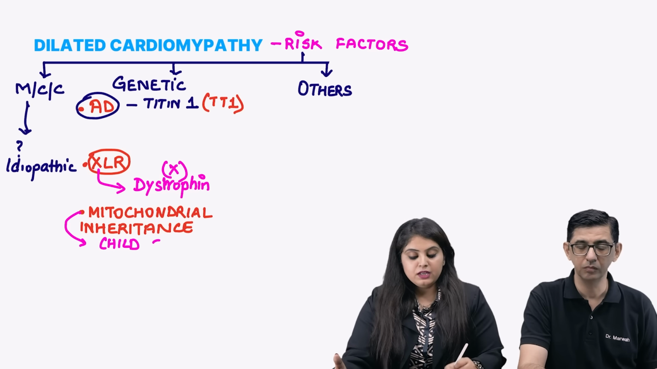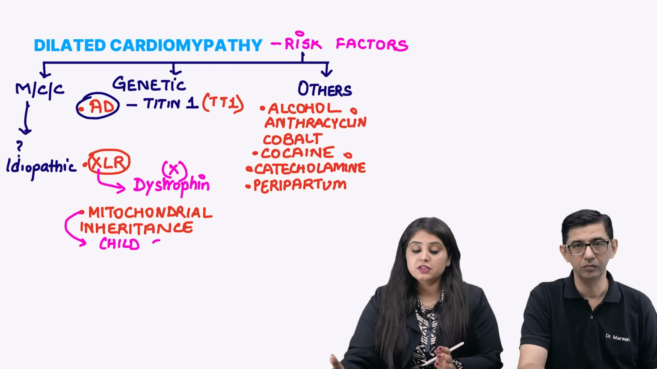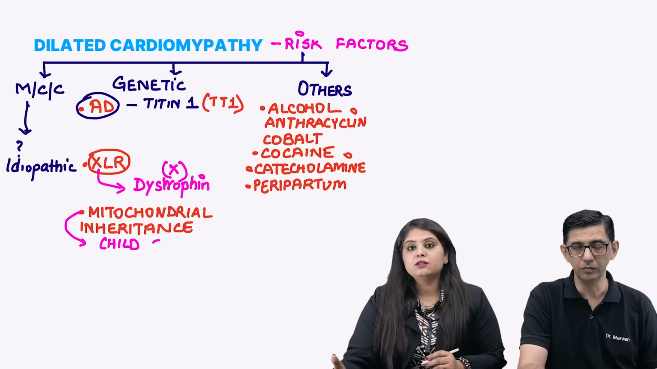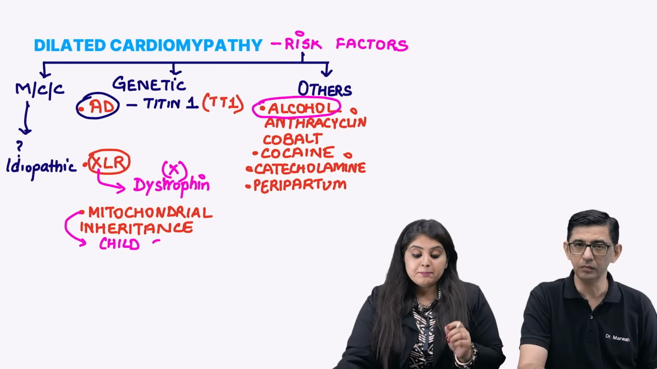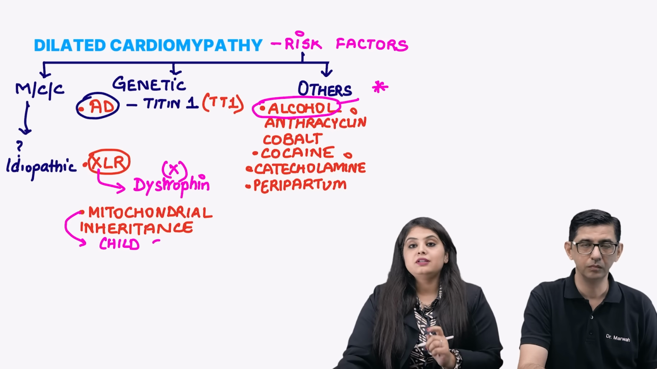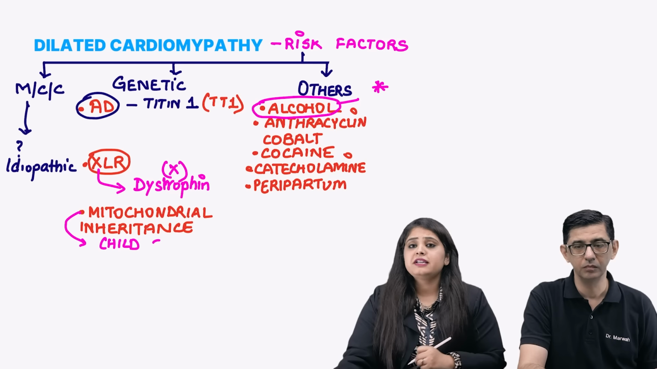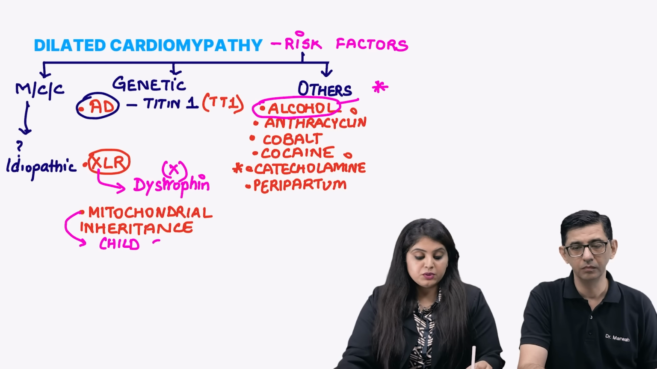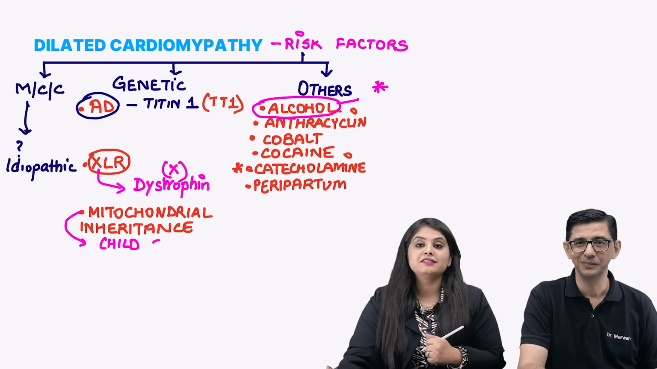But apart from that, you need to focus on what? Non-genetic, because these will be certain histories which will be given to you in the clinical questions. Alcohol being one of the most important and major contributing factors out here. So you need to watch out for alcohol history being given in the questions. Apart from that, anthracycline, cobalt, cocaine, catecholamine, and sir would agree, catecholamine gets a lot of questions in DCM and otherwise in medicine. Absolutely.